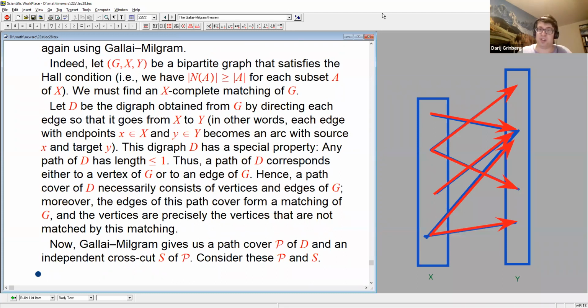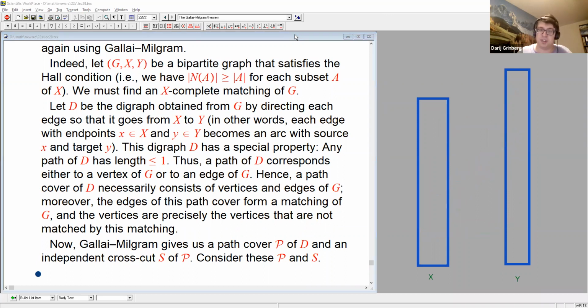So let me draw this, and I will draw it in a convenient way. All the paths of length 1, I will put on the bottom, and all the paths of length 0, I will put on the top. So my path cover is going to look like a bunch of length 1 paths and a bunch of length 0 paths. Because I can choose how I draw my digraph, I choose it in such a way that all the length 1 paths are at the bottom and all the length 0 paths are at the top. So this is P, the path cover.